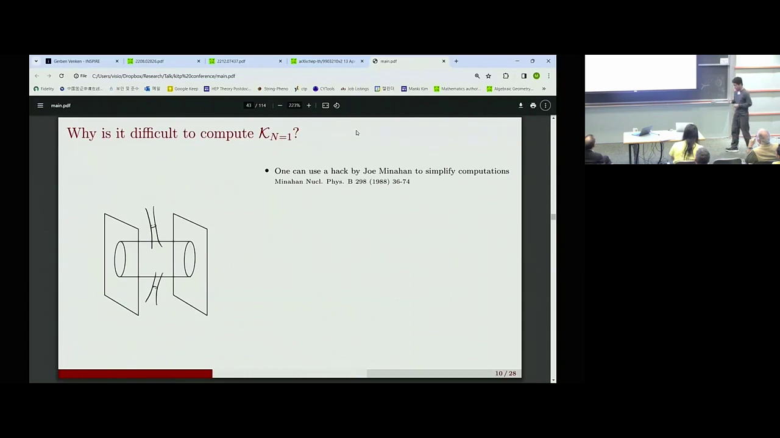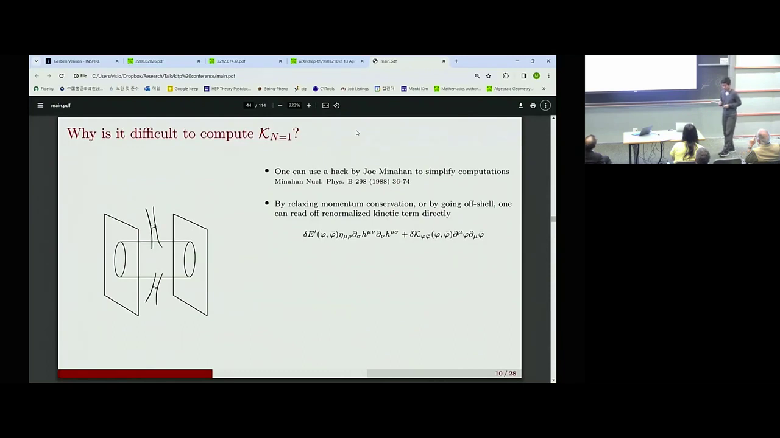There are some tricks you can use to simplify the problem, which was developed by Joe Minahan, for example. The idea is as follows. What you do is to relax the momentum conservation, or you can go off-shell by a slight amount. And then the idea is to just compute the 2-point function to directly read out the kinetic action of some moduli fields or gravitons. It's very much like the wave function renormalization computation in QFT that we do.